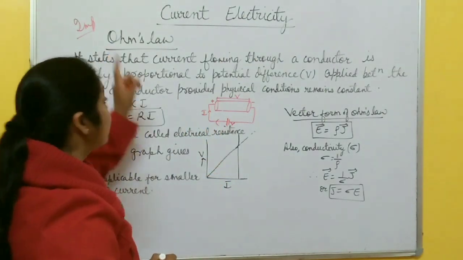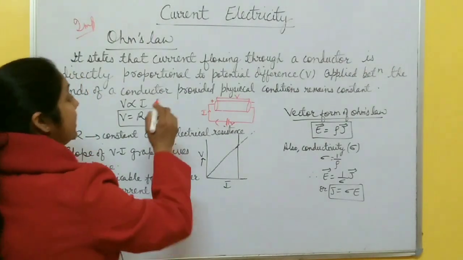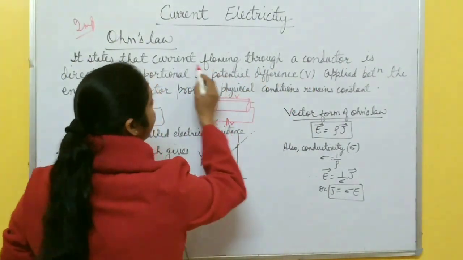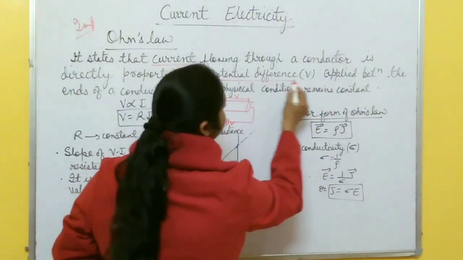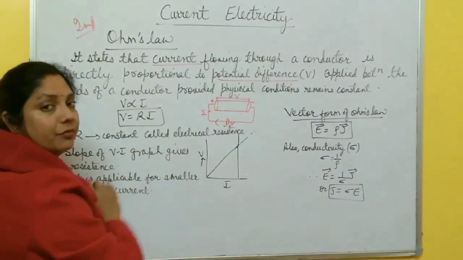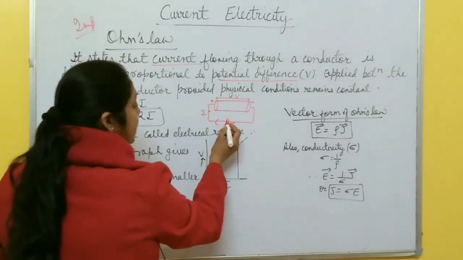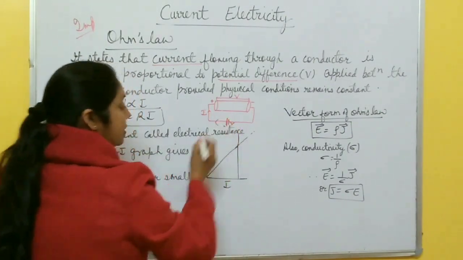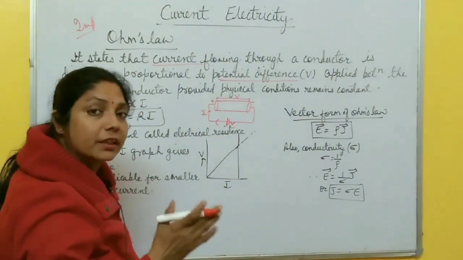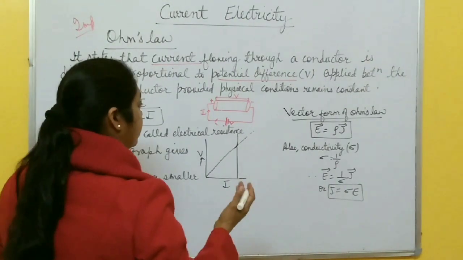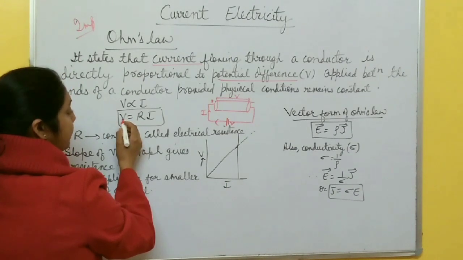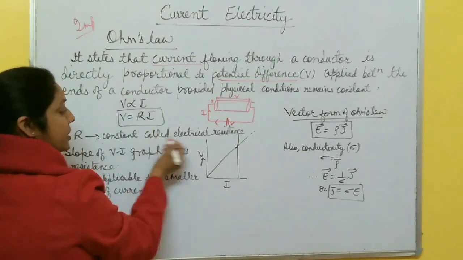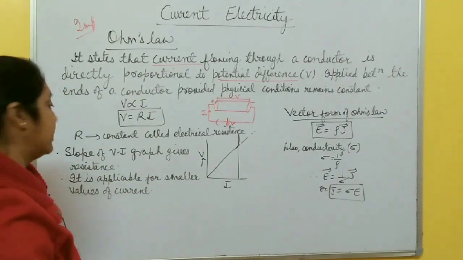So this is nothing but Ohm's law. It states that current flowing through a conductor is directly proportional to the potential difference applied between the ends of the conductor. If this potential difference changes, then current through the conductor also changes, right? So V is proportional to I. Therefore, V equal to RI. R is a constant called electrical resistance.